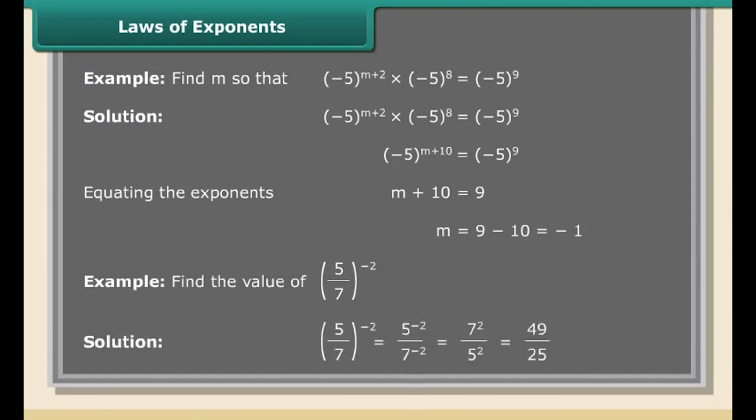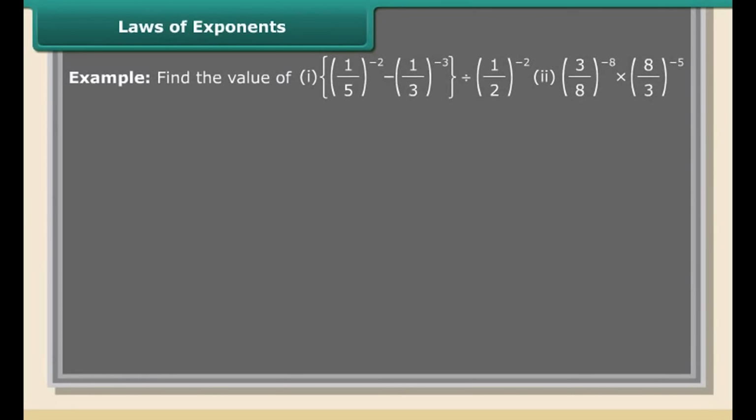Solution: (5/7) raised to the power minus 2 is equal to 5 raised to the power minus 2 upon 7 raised to the power minus 2, which is equal to 7 raised to the power 2 upon 5 raised to the power 2, which equals 49 upon 25.